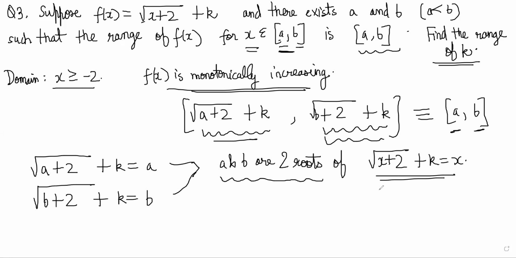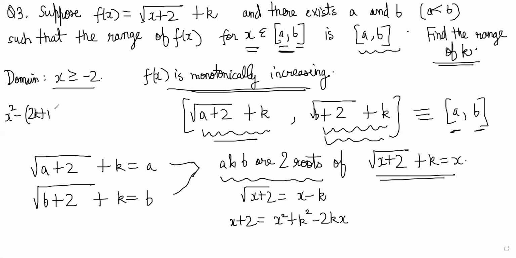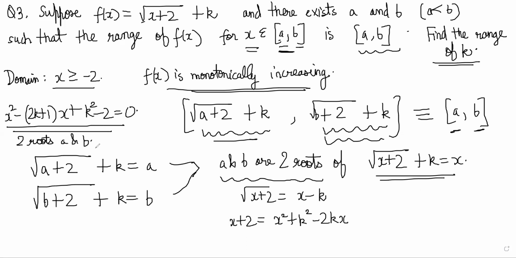And if there are two roots of this, I can say root over x plus 2 equals x minus k, and I can make it a quadratic. x plus 2 is equal to x square plus k square minus 2kx. And rewriting that quadratic a little bit, you will get x square minus (2k plus 1)x plus k square minus 2 equal to 0. This quadratic has two roots, a and b, right? If it has two roots, obviously we can put a condition on the discriminant. Discriminant must be greater than or equal to 0. So if discriminant is greater than or equal to 0, let's see what that implies.